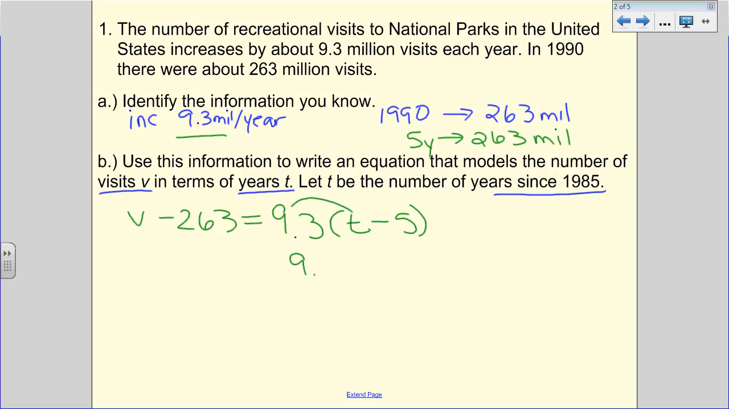I do use point slope form a lot with my word problems. 9.3 times 5 should give me 46.5. Now, I was able to do that multiplying. I will need someone's help with the adding here. I've got to add 263.